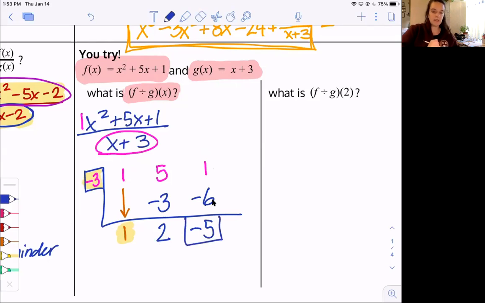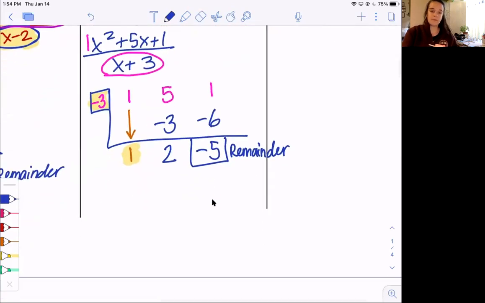That means this is my placeholder? Nope, not a placeholder. Placeholders are zeros at the top. What's the other word? Remainder? Remainder, yes. Thank you also, Mia. Remainder, for sure. Okay, so that's my remainder.